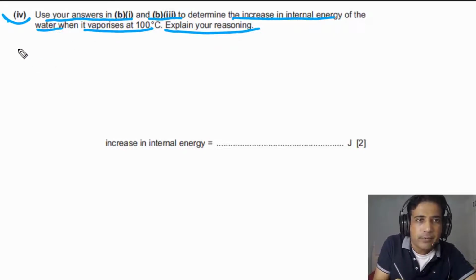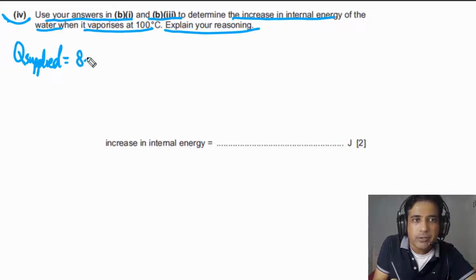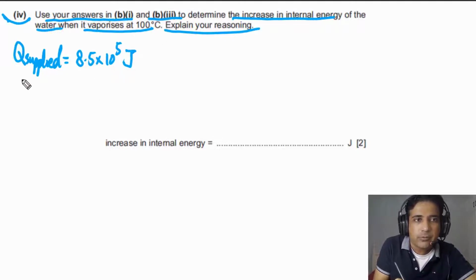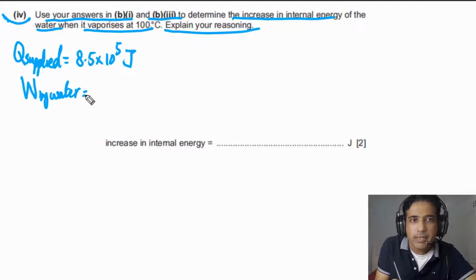In part B1, we have calculated the thermal energy supplied. So we can simply write down thermal energy supplied. That was equal to 8.5 times 10 to 5 joules. We have already calculated this. In part B3, we have calculated the work done by water. We can write down work done by water. Work done by water was equal to 6.4 times 10 to 4 joules.